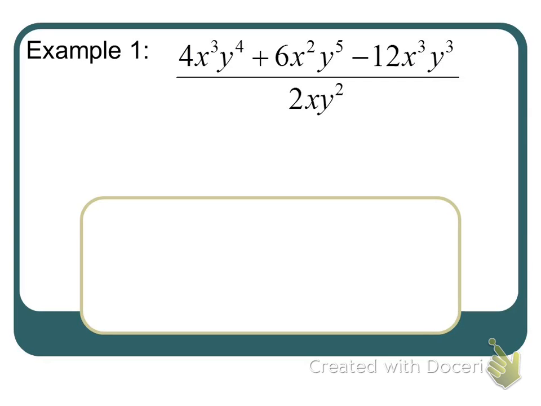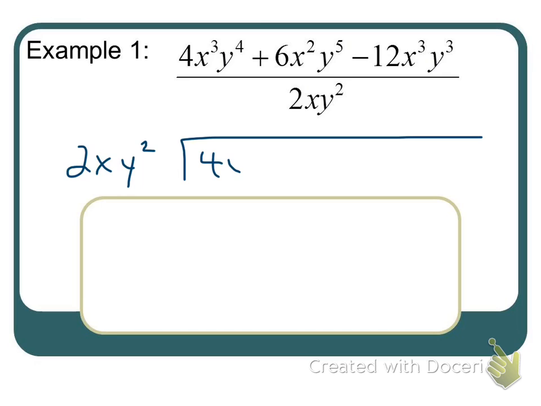Now this problem, we could go back to our monomial expressions or simplifying, dividing polynomials from test 1 or test 2. We did some things like this. We didn't show the long division process, but if I did 2xy squared divided into 4x cubed y to the 4th plus 6x squared y to the 5th minus 12x cubed y cubed. Sorry, my cubes there don't look like cubes.